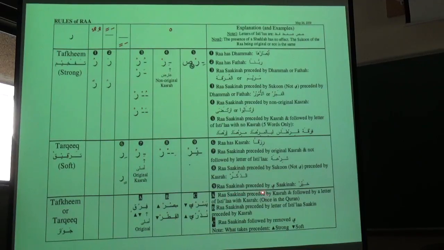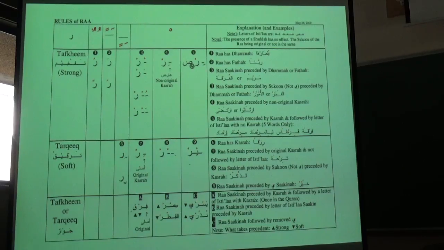So it says ra sakina preceded by kasra and followed by a letter of isti'la with a kasra, and it's only once in the Quran. It's nice that we know it's only one word, which means if you make a mistake in this word, only this word, you're like one of the top reciters, right? If you only miss one word. How can we make a mistake in this? It's both. That's true. In this case, you can't make a mistake. You just pretend that you made it soft. Yeah, I read with the soft version. That's true. Jazakallah khair.